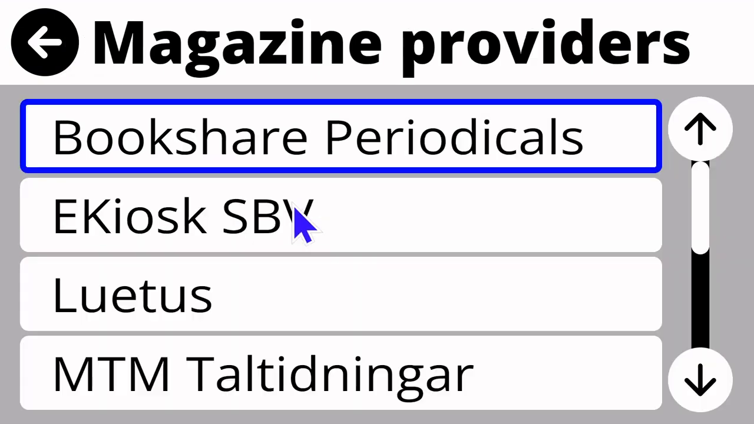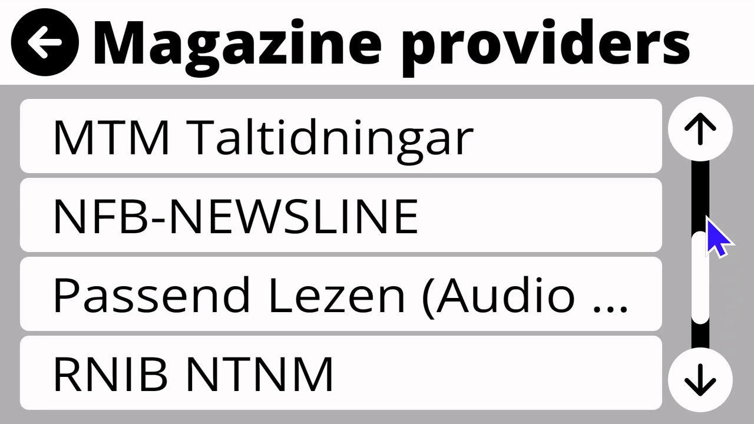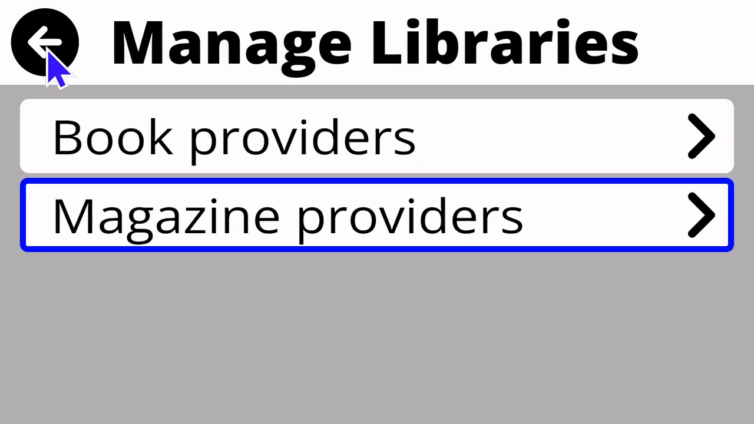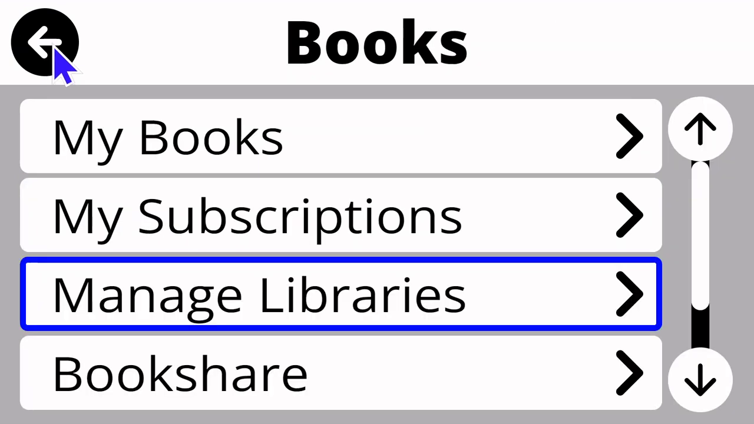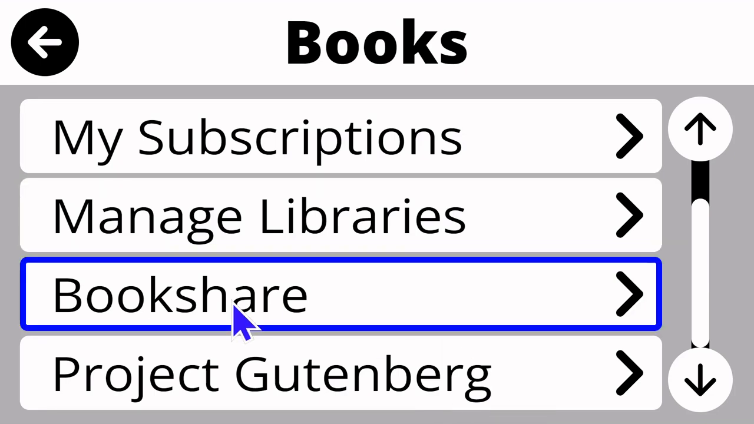I'll quickly show you the magazine providers here. There's Bookshare periodicals. It would use the same passwords that I have before, NFB Newsline, and so forth. So here again, these will require you to input credentials to activate them. I'll use the back arrow in the upper left to navigate back out to my books homepage. And now you'll see Bookshare at the bottom of the list there, as well as Project Gutenberg. So they add to the main screen so I don't have to navigate into a menu structure each time I need to access one. I'm going to go ahead and search Bookshare right now by clicking on that.